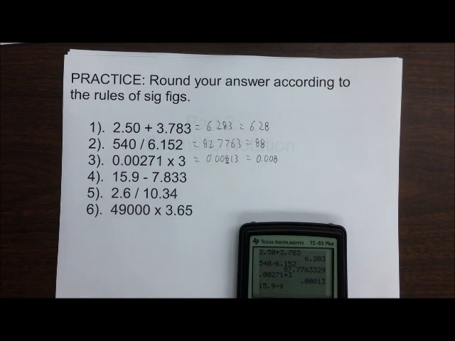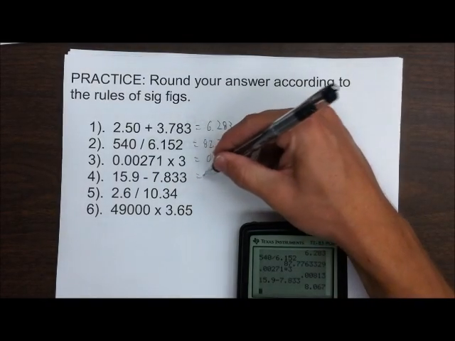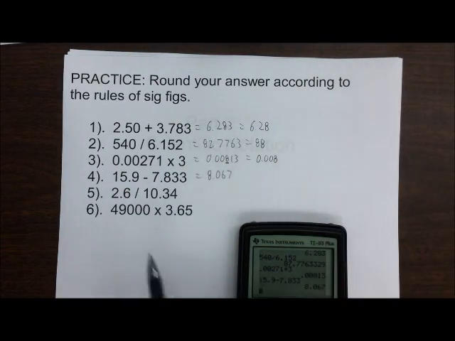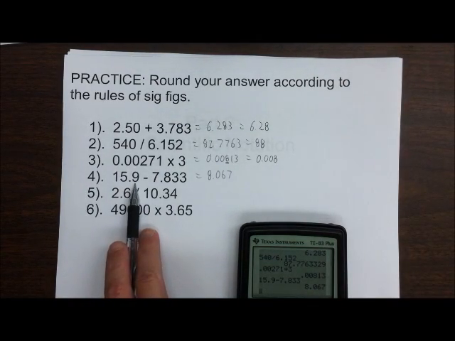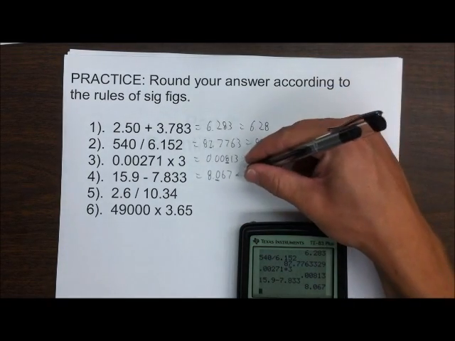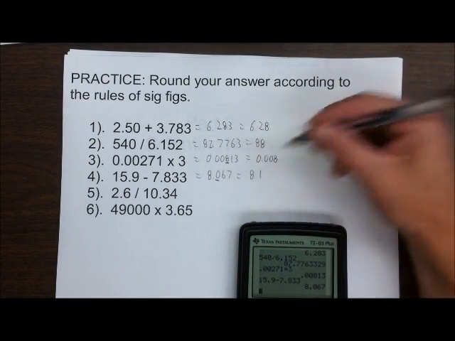15.9 minus 7.833 is 8.067, but we only want 1 decimal place, so we look here, and the 6 means it rounds up, so this is 8.1.